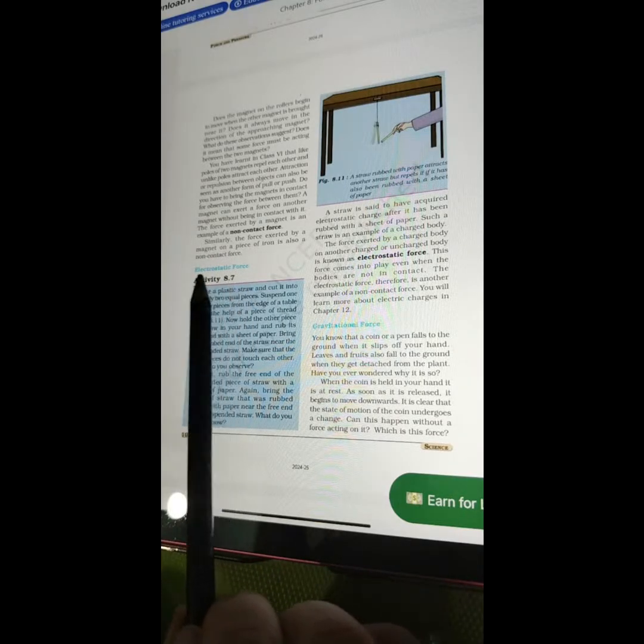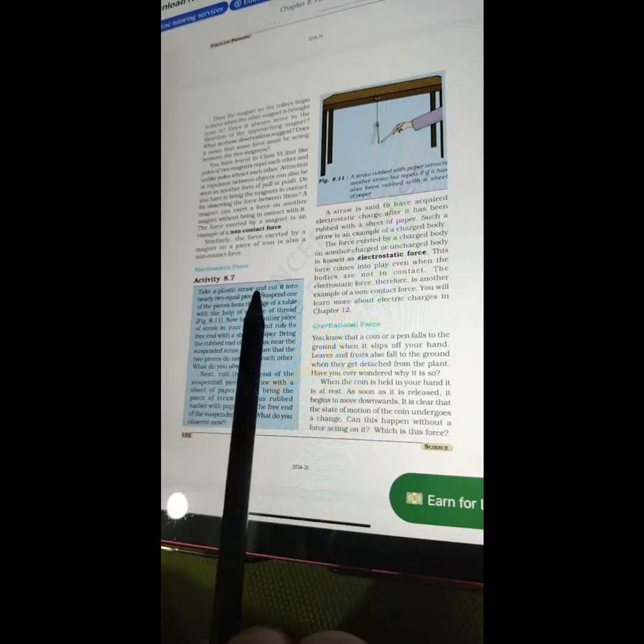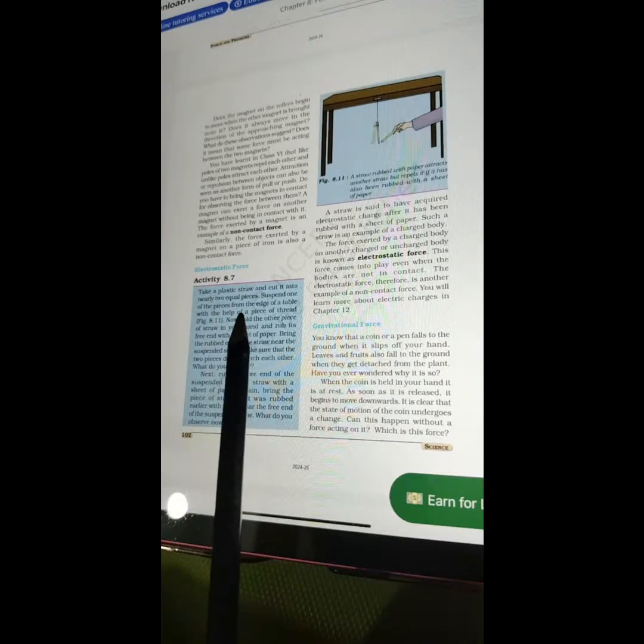Activity 8.7. Electrostatic force. Take a plastic straw and cut it into nearly two equal pieces. Suspend one of the pieces from the edge of a table with the help of a piece of thread as shown in figure 8.11. Now hold the other piece of straw in your hand and rub its free end with a sheet of paper. Bring the rubbed end of the straw near the suspended straw. Make sure that the two pieces do not touch each other.